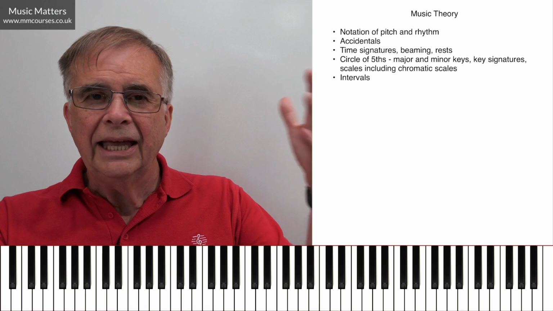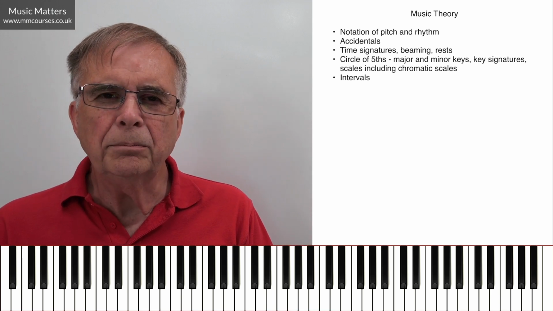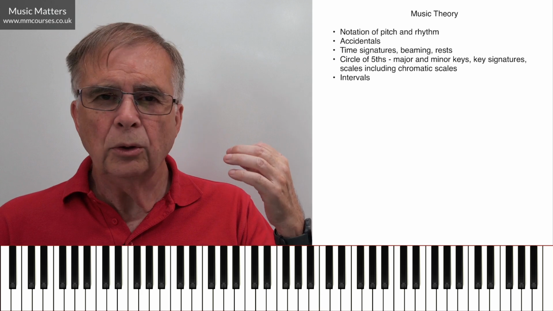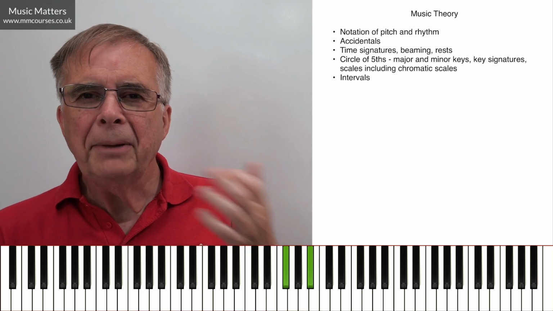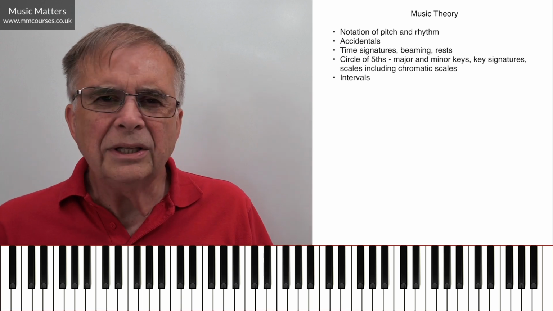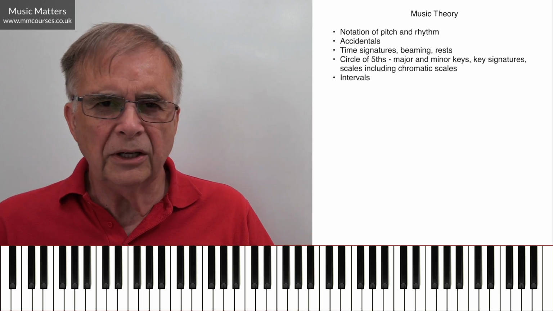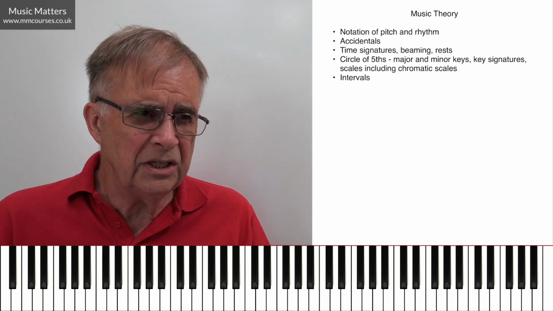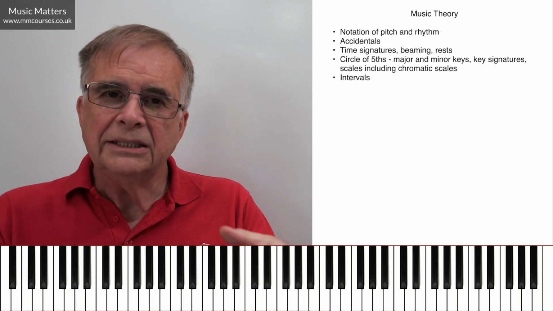What comes next? Intervals. Intervals are the distance between pairs of notes. We call this interval a perfect fifth. We call this one a major third. So what are all these different intervals? Why are some major? Why are some minor? Why are some perfect? Why are some augmented? Why are some diminished? How do you work all that stuff out? Does it matter? Yes, it does.